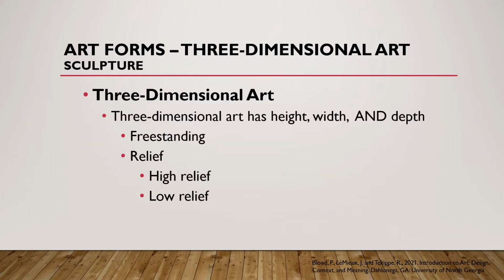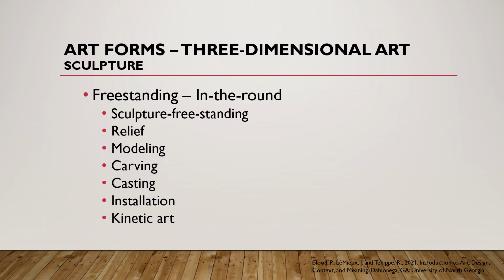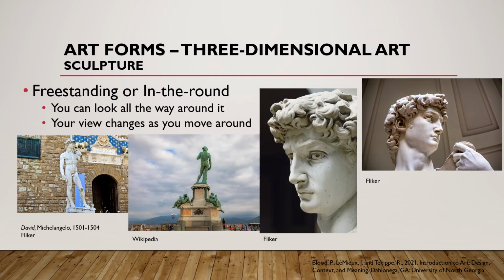3-dimensional art goes beyond height and width and adds depth. 3D objects can be viewed from all angles, which is in the round, or they could be viewed as a relief, which is a sculpture that projects from a background surface. Other 3D techniques are assemblage, installation art, and kinetic art. Freestanding or in the round artwork is artwork that can be viewed from all angles. Freestanding sculptures can be modeled, carved, cast, installed, or kinetic.